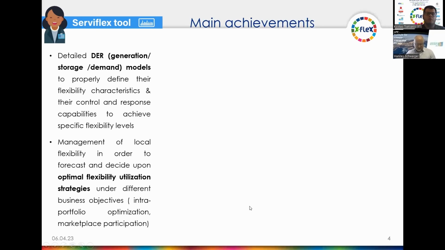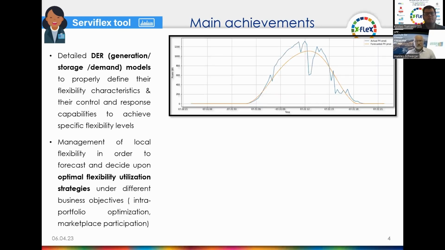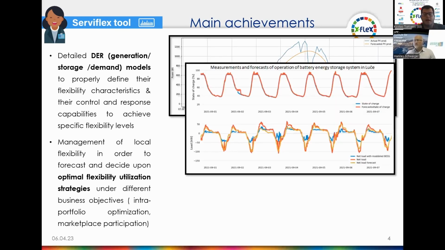Taking this into account, we provided a series of features and functionalities as part of the SERVIFLEX tool in order to ensure that detailed models from the different DR assets will be made available. We are addressing different types of flexible sources, generation, controllable generation systems, focusing mainly on the PV systems, different types of storage entities, as well as demand-side assets with special focus on HVAC systems, addressing also large domestic hot boiler systems that have the capability to provide the available flexibility.